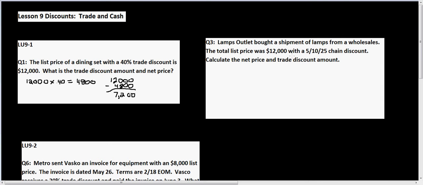So let's look at what it means. If we have a list price of $12,000, we are offering a discount of 5, 10, and 25 in our example. And what this means is that we're going to give 5% off of the list price. Then after we take that off, we're going to allow another 10% discount. And then after that, we are going to allow another 25% discount.